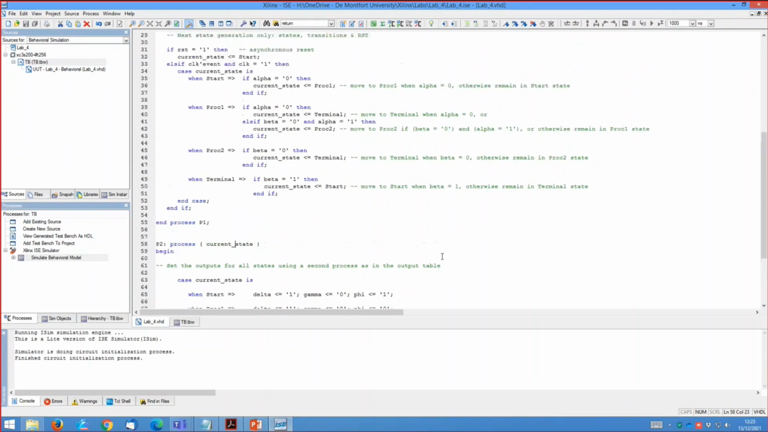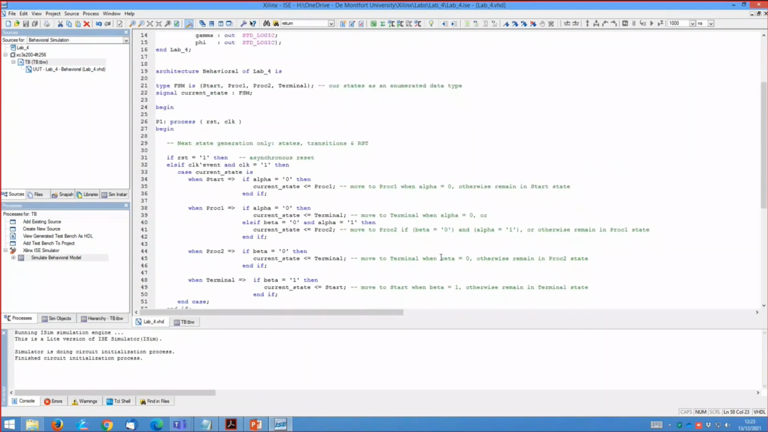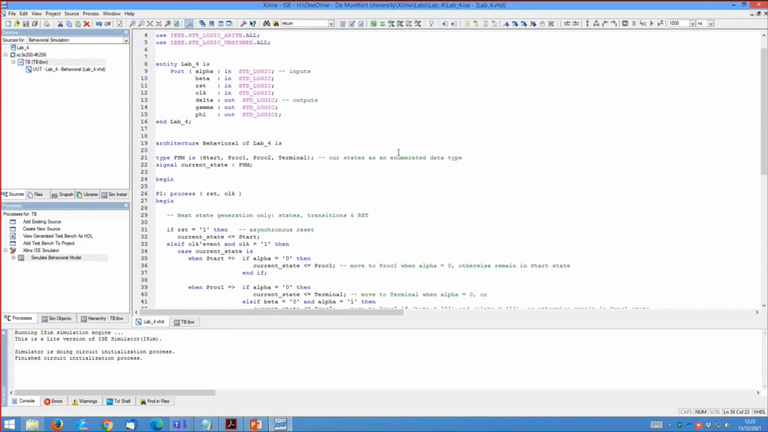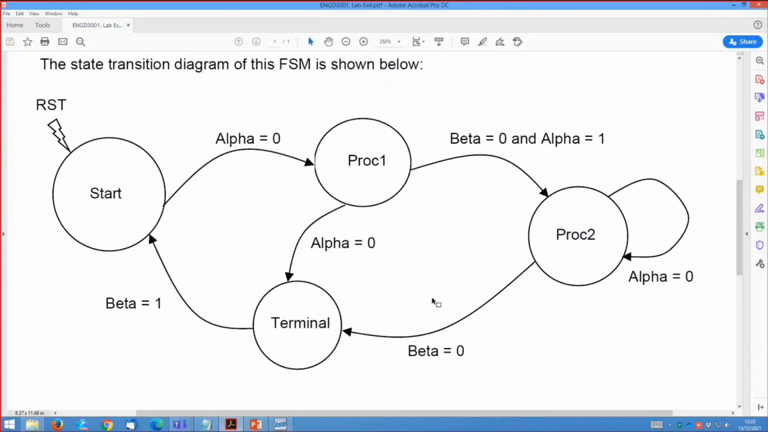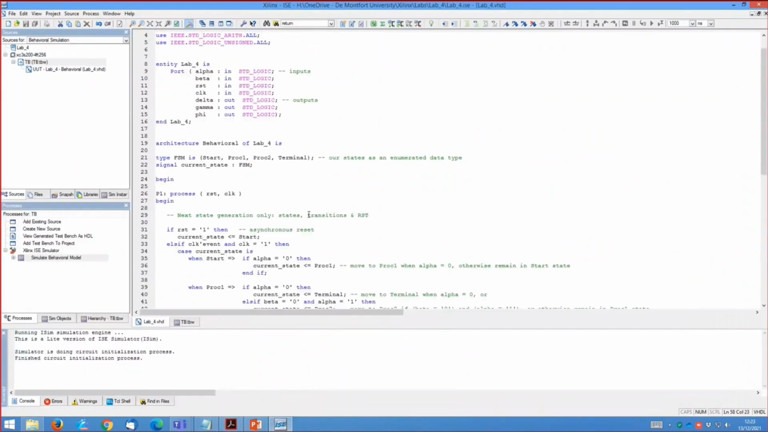So that's pretty much the VHDL code sorted out, fairly straightforward. Really, all we need to do is look at the relevant output values and then follow the relevant states and transitions shown in the finite state machine diagram. So that's writing the VHDL code. Then, of course, we need to add a test bench to it.